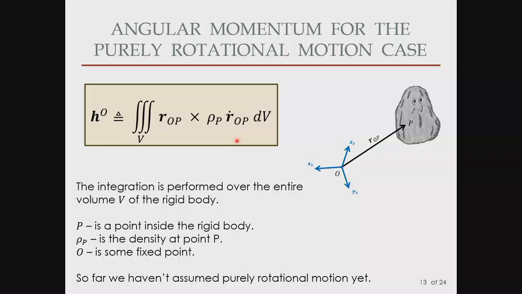Now point O could sometimes also be on the rigid body. It doesn't matter. Point O is fixed. So point P is some arbitrary point in the rigid body, some kind of volume, all right.